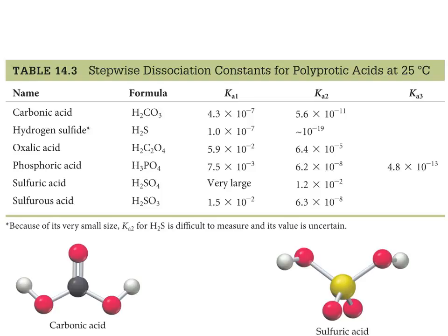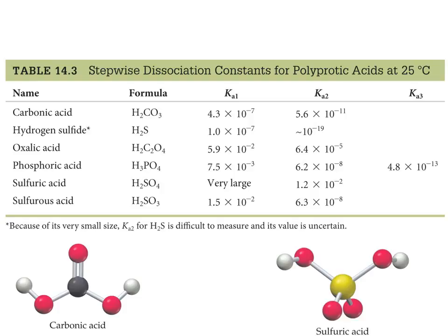Here you see the different Ka values for different polyprotic acids. So Ka1 and Ka2 for carbonic acid, and then if you look at phosphoric acid, there are three Ka values given. If you'll notice, for each of these, Ka1 is always much larger than Ka2, at least 3 orders of magnitude larger. And then Ka2 is always larger than Ka3 for a given acid, right?